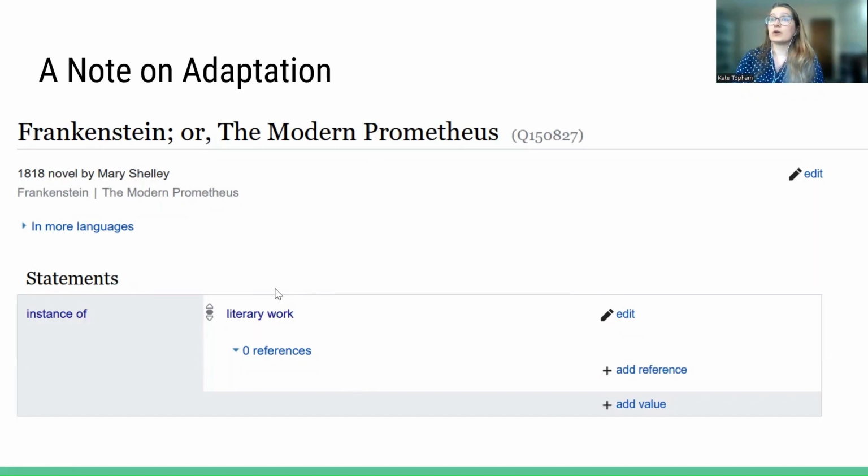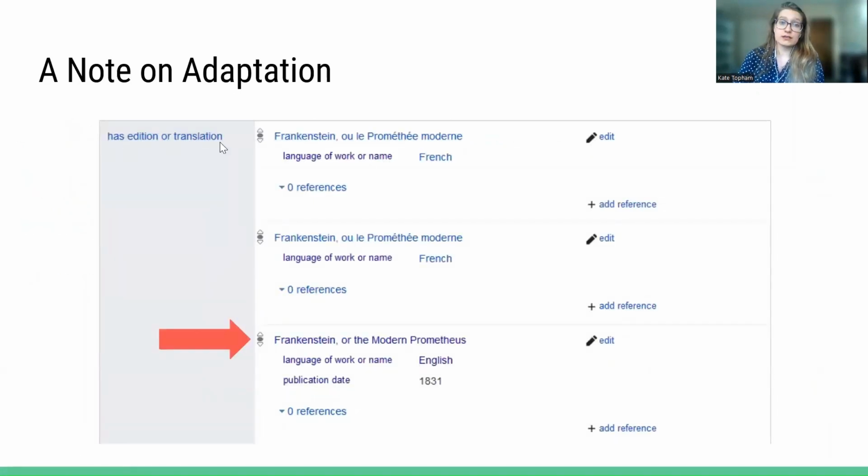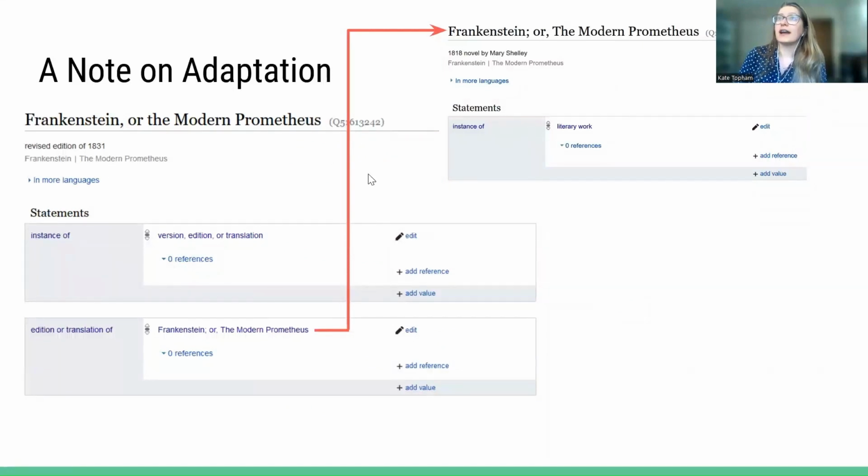So we will see this is on the item for the literary work. There's a statement, has edition or translation. We've got 2 French ones. This is cropped since there's multiple. There's a lot. So we have 2 French translations. And then we have, again, Frankenstein or the Modern Prometheus down here, publication date 1831. And if we click on this, we get to this item for the revised edition of Frankenstein, the literary work by Mary Shelley. So this is how Wikidata models multiple versions of the same work or the same text.